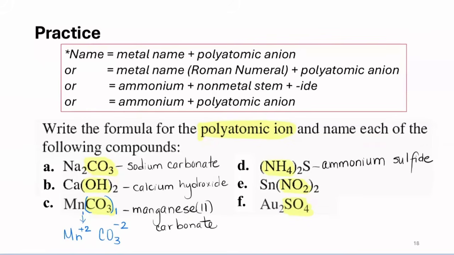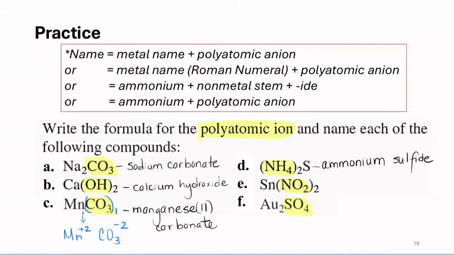Let's do letter E and F now. On letter E, I have tin. Tin is one of those elements that even though it doesn't live where group B is, where the transition metals are, it behaves like a transition metal. So I must break this chemical formula into ions and determine the correct charge for my components.